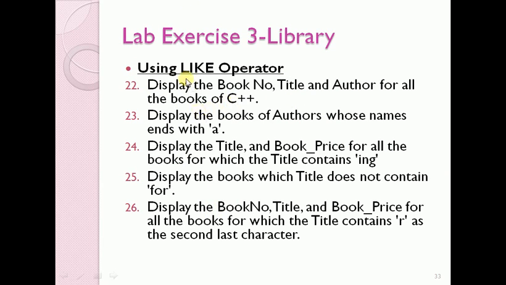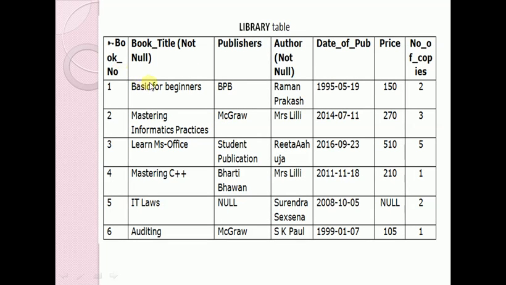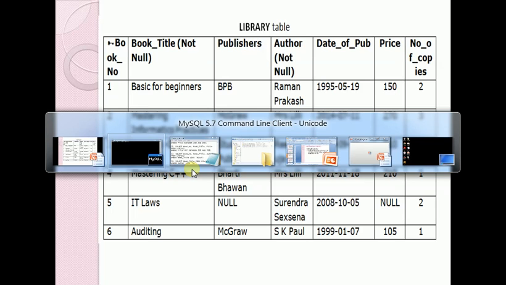Using the LIKE operator, let's work through some questions. The first question is: display the book number, title and author for all the books of C++. The books must be of C++. Look at the title; in some titles there is C++. So if you want to find the books of C++, the title must contain C++. That is the criteria. So how can we form that using the LIKE clause? Let's see that.